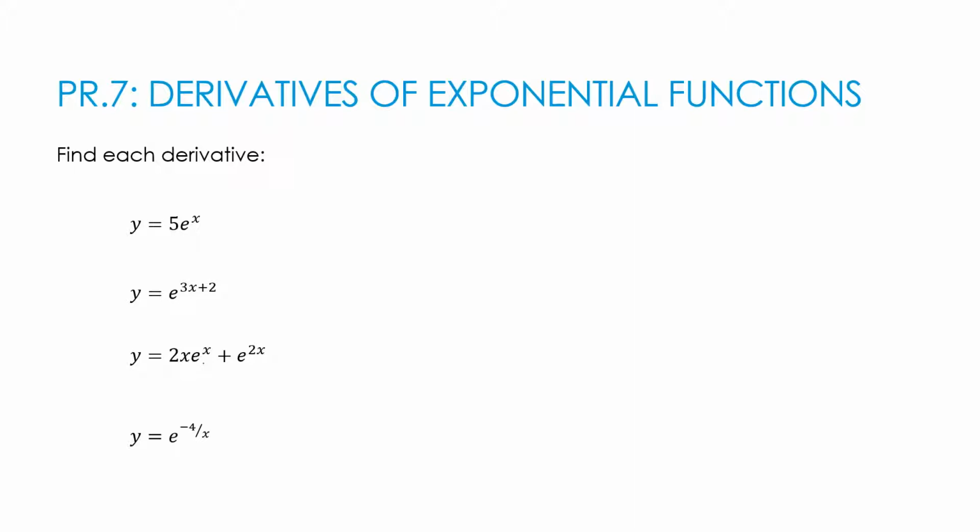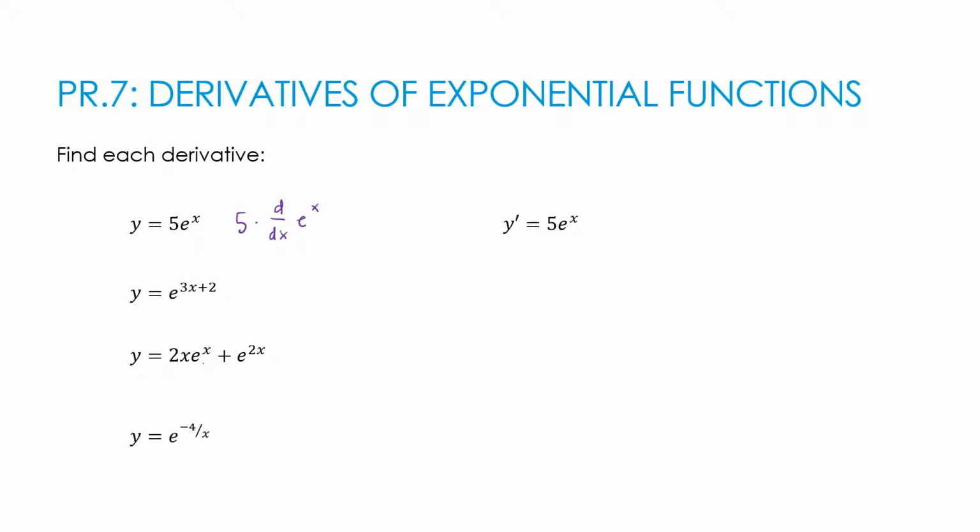So to find the derivative of the first function, remember it's just 5e to the x, and the derivative of e to the x is e to the x, which means my derivative is the exact same function, because I would think about the 5 being on the outside times the derivative of e to the x, which of course is e to the x.